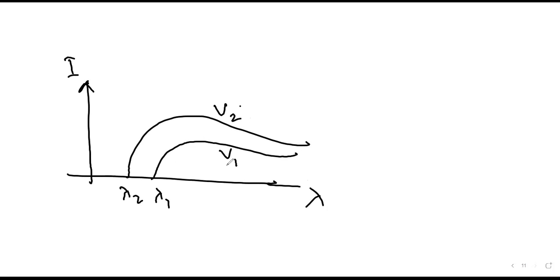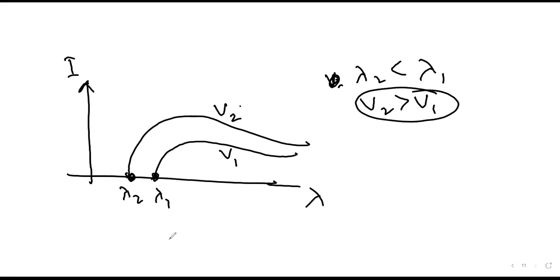So this is lambda 1. Can you tell me which one is more, V1 or V2? Yes, V2 is slowed down, so lambda 2 is less than lambda 1, right? You can make out the abstract comparison. It means that V2 is greater than V1. The more potential difference, the more it will come here.